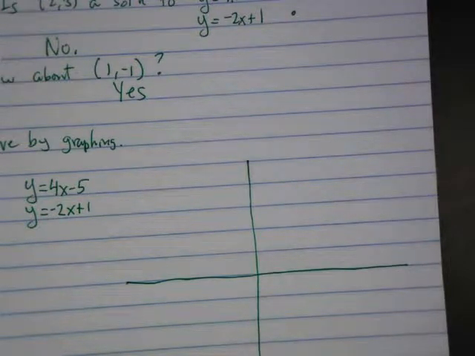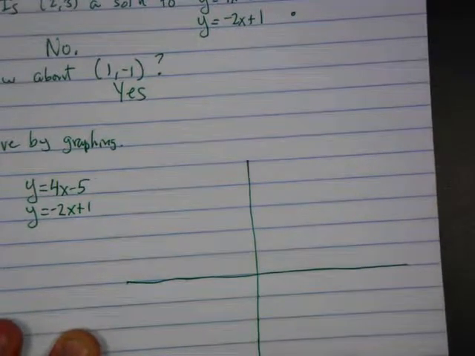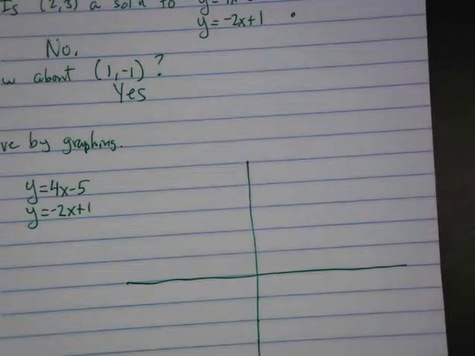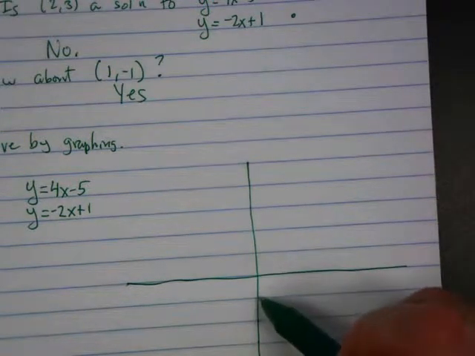Plot the y-intercept at 0, negative 5. 1, 2, 3, 4, 5. And then what? Up 4 over 1. I use my slope. I would go up 4 over 1. So if I go up 4 and over 1.